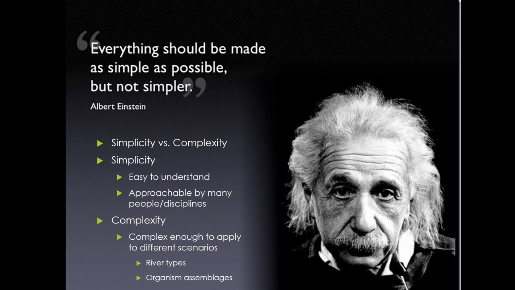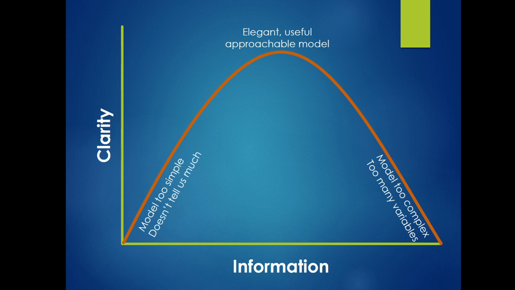Now, there's this famous quote from Einstein that everything should be made as simple as possible, but not simpler. So when we think about a model, there's really a fight between simplicity and complexity. A model should tell you something about the system, but be easy to understand and approachable by a lot of different people. But it needs to be complex enough to apply to different scenarios. Specifically, when we're talking about rivers, it needs to work in all river types with all different organisms that are living there. So, we can think about an ecological model on this scale between information and clarity.